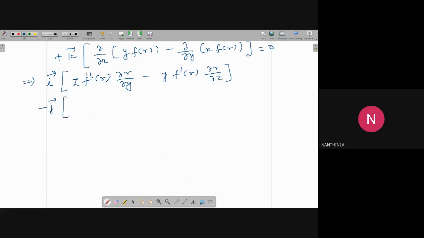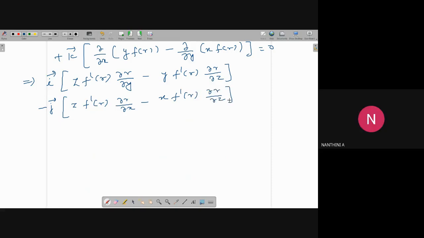Del by del z minus j vector into z into f dash of r. Very good. f dash of r into dou r by dou x, minus x into f dash of r, correct, into dou r by dou z.